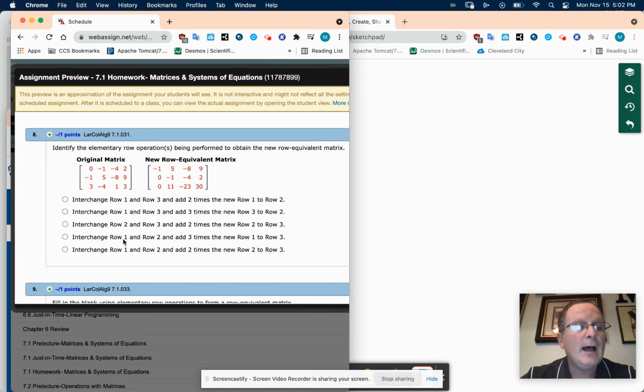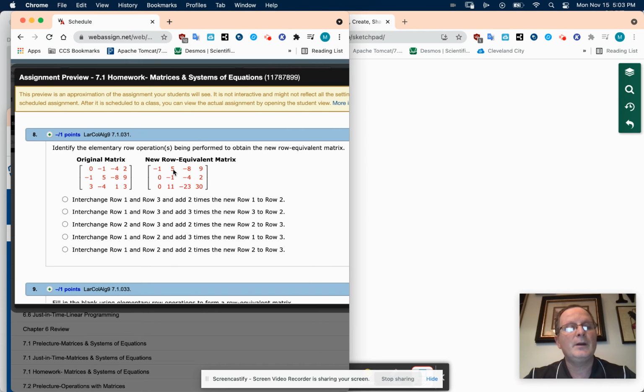And then what happened here? Well, these two right here are the possibilities. Interchange row 1 and row 2. We got that. 3 times the new row 1 to row 3. So here's the new row 1. If I multiply that by 3 and add that to it, negative 3 plus 3 is 0. All right, let's see if that works all the way across.